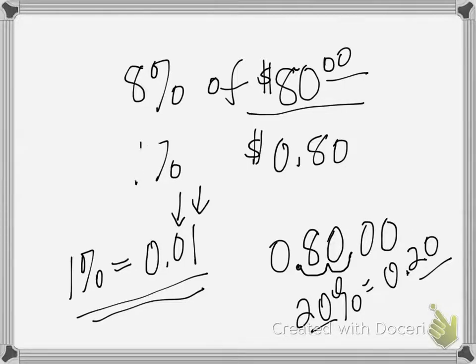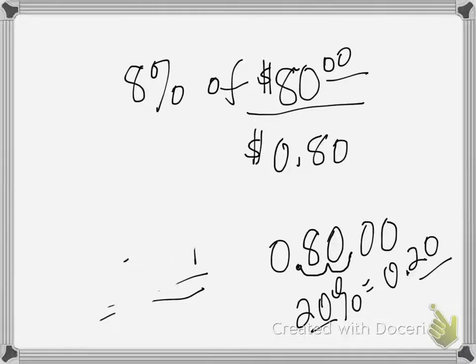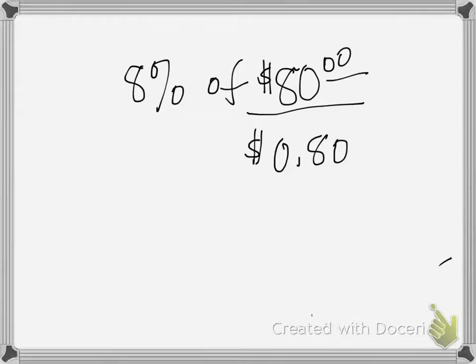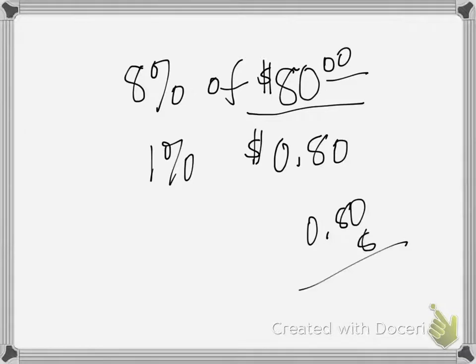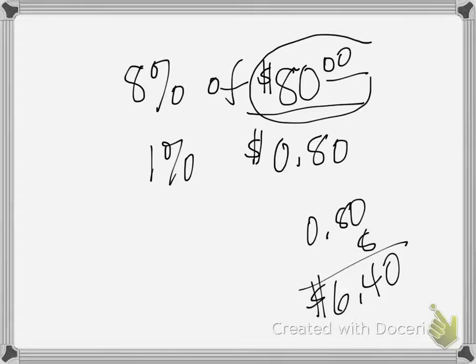So I know that 1% of $80 is 80 cents. So how many of those 1% pieces do I have? I have 8 of those. So if I just multiply that times 8, I end up with $6.40. Which is not a little bit of money. It's a lot of money, I think, and it's not unrealistic, because around here we pay more than 8% tax. So you're paying $80 already for something, and then you're going to pay another $6.40.